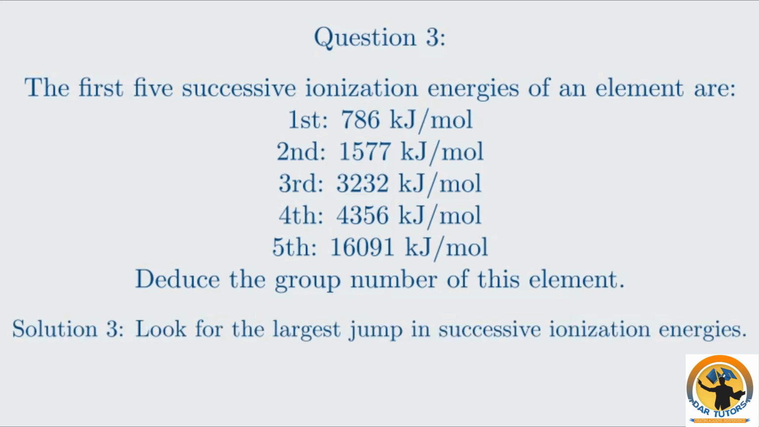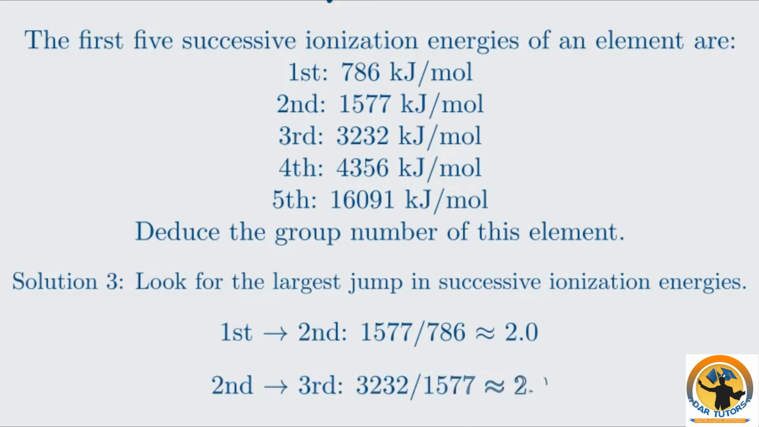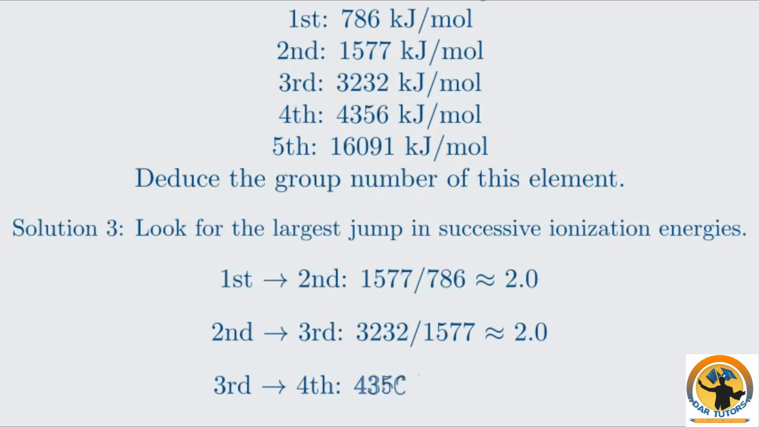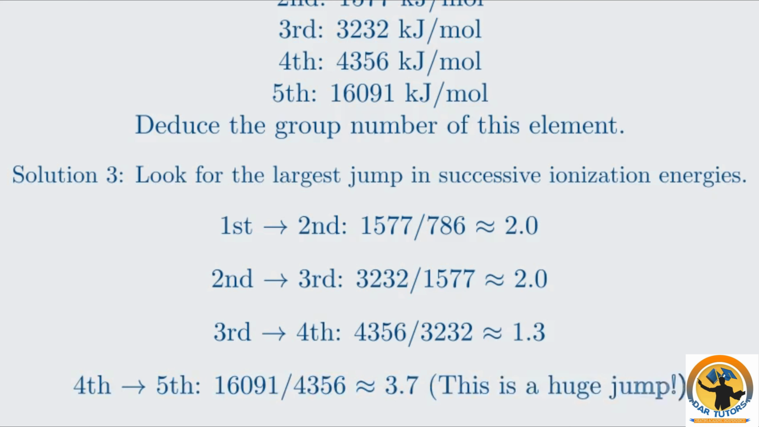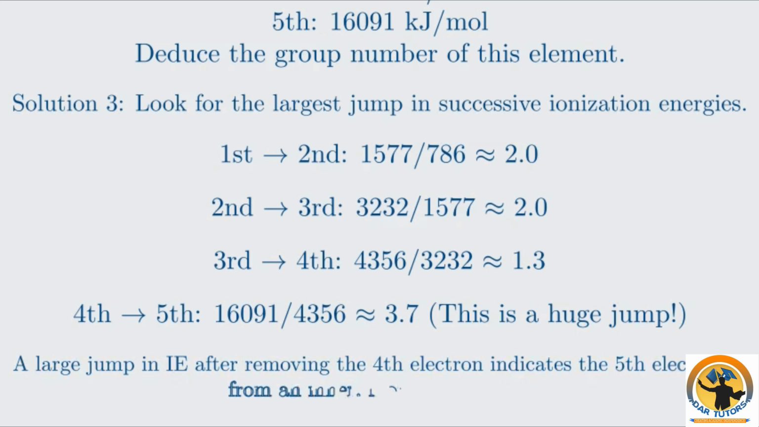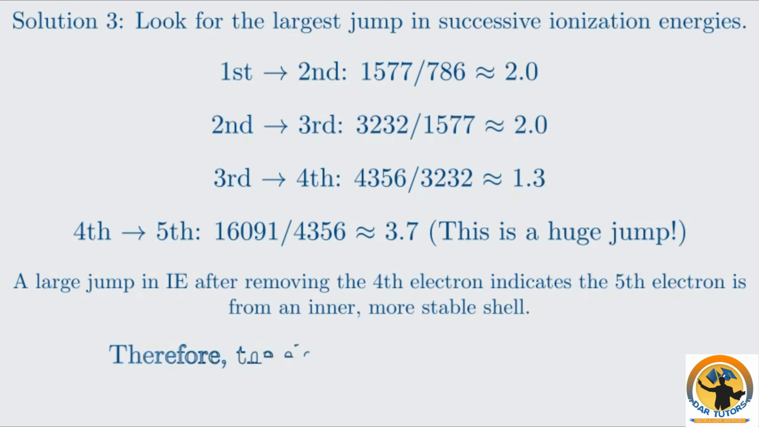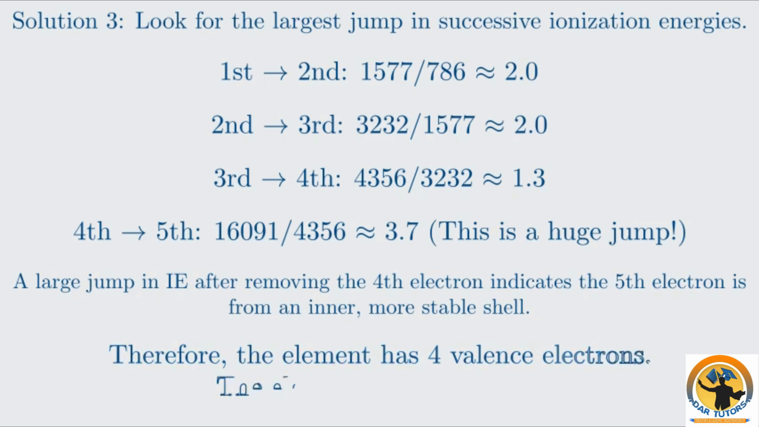To find the jump, we compare each successive ionization energy. The jump from the first to the second is a factor of 2. The jump from the second to the third is a factor of 2. The jump from the third to the fourth is about 1.3 times. But the jump from the fourth to the fifth is a massive factor of 3.7. This very large jump after the fourth ionization energy tells us that the fourth electron was removed from the valence shell, and the fifth electron was removed from a much more tightly held inner shell. Therefore, the element must have had 4 electrons in its outermost shell, placing it in group 14.